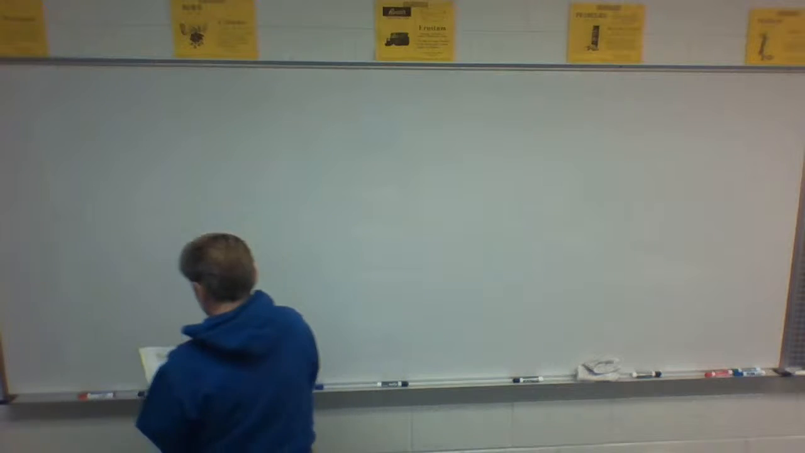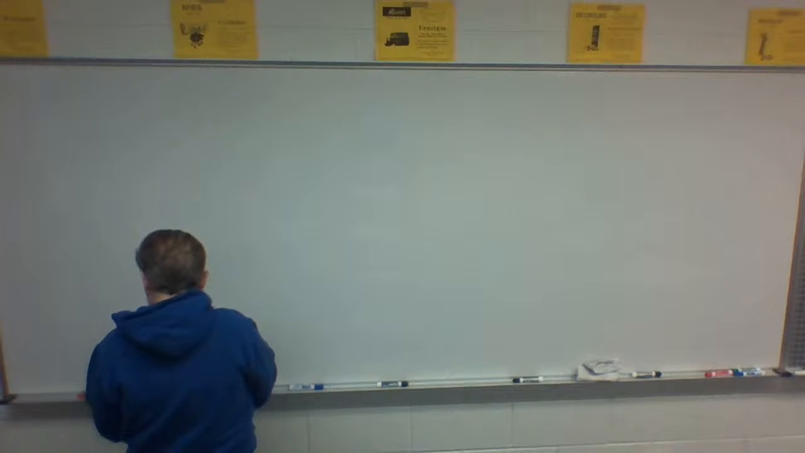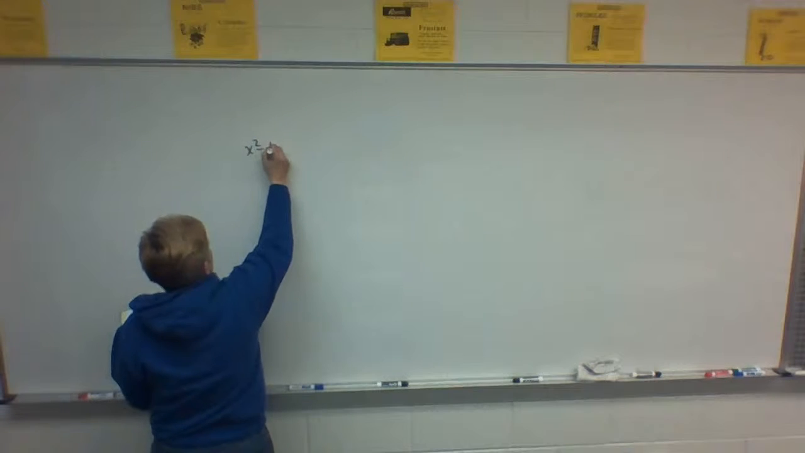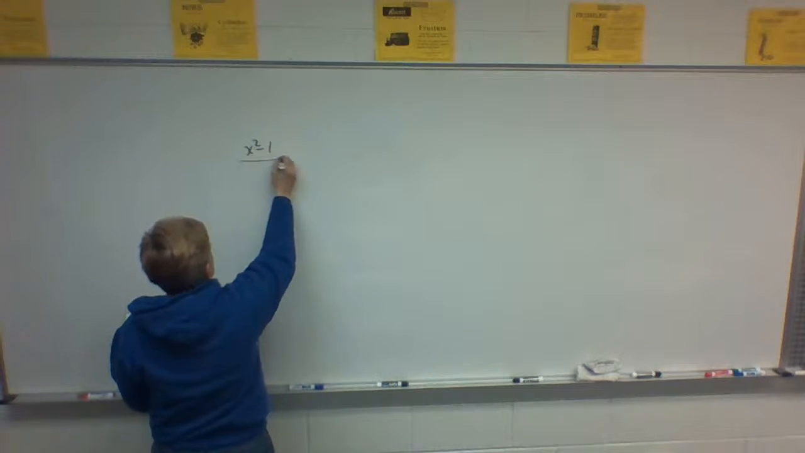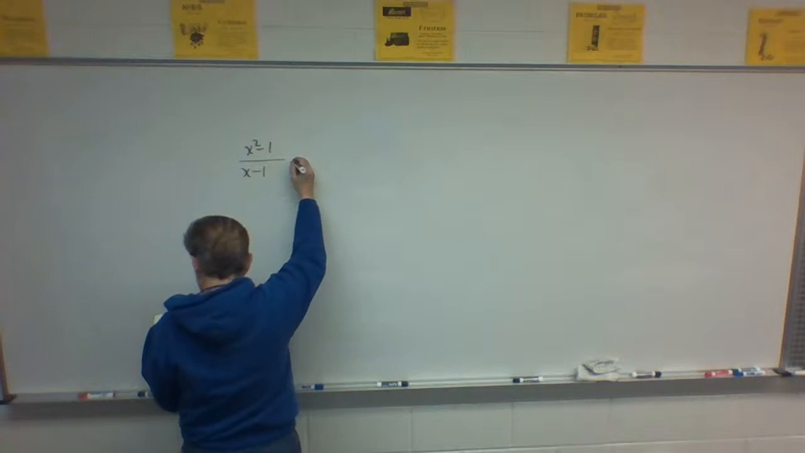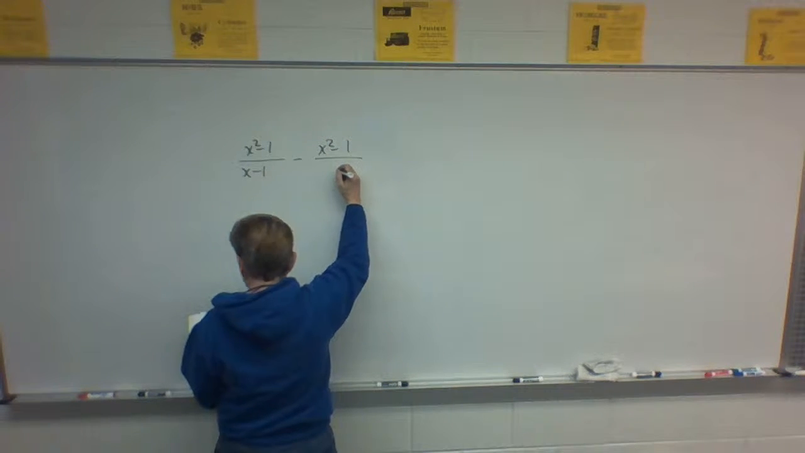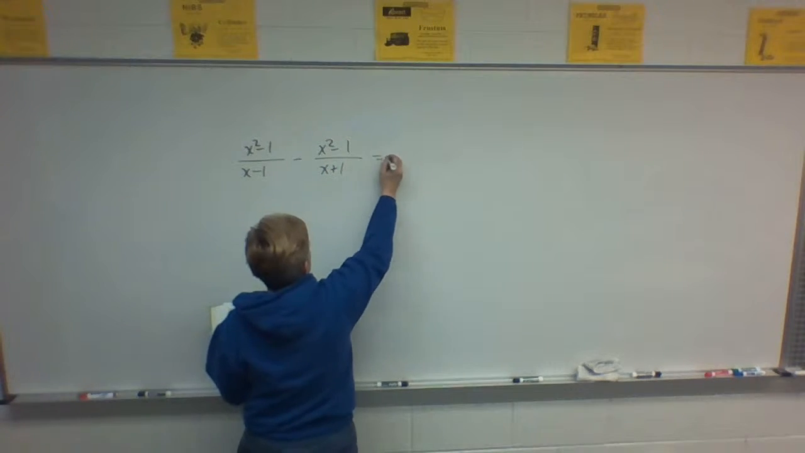Okay, so example 1 is an algebraic one, and it says prove that this identity is true. X squared minus 1 over x minus 1 minus x squared minus 1 over x plus 1. We're trying to prove that that equals 2.